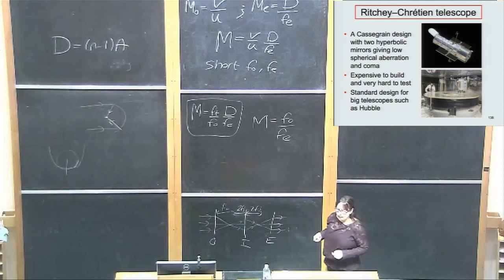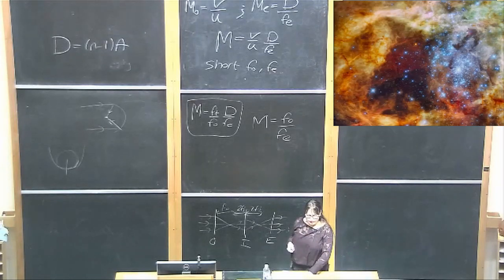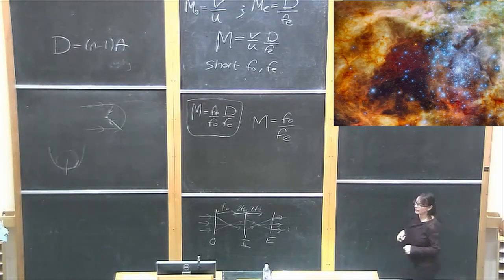So that brings us to the end of the lecture. Telescopes are there so we can do beautiful things, and optics allows us to do very important and beautiful physics. Thank you.